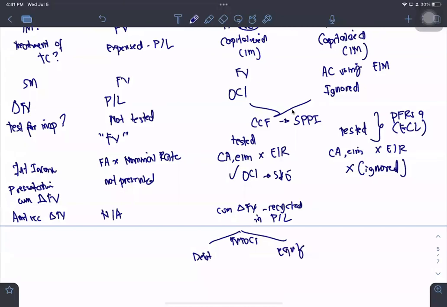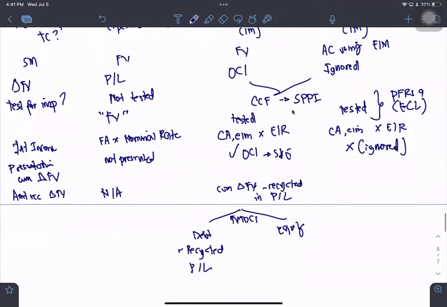For debt investment, it is recycled to profit or loss. If that is equity, you close directly to retained earnings. And since there is no cumulative changes in fair value in your amortized cost, therefore that is not applicable.